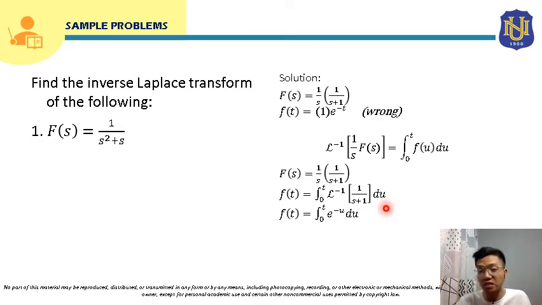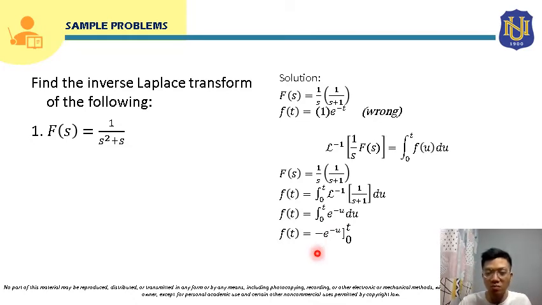We express the inverse Laplace transform of this in u. So this will be e raised to au, wherein our a here is -1, so it becomes e raised to negative u. Now we will integrate this with respect to u. Integrating this will just become negative e raised to negative u, and we will evaluate this from 0 to t.